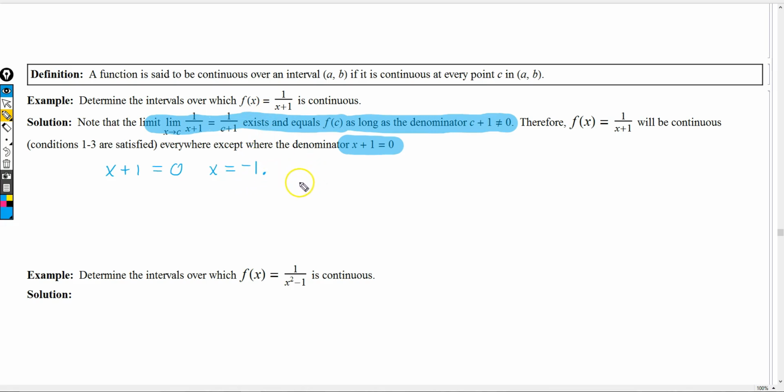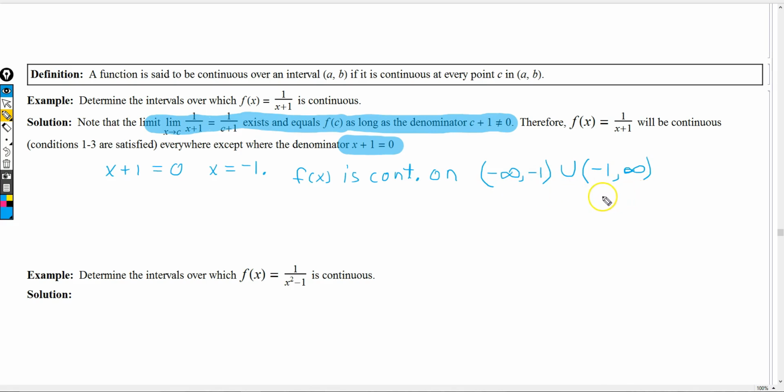And we can write that as follows. We can say f of x is continuous on the interval -∞ to -1, union. That means and. Okay, so you'll see that written. You can just write and if you'd like. -1 to +∞. All right. So all we did is we just excluded the -1 from our real number line. That's all we've done by writing this.